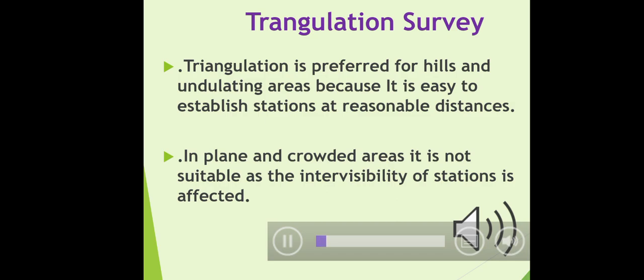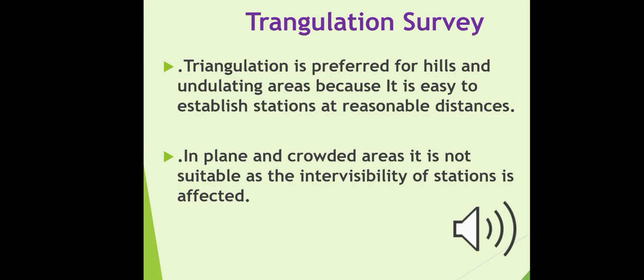Triangulation method was first introduced by a Dutch man named Snellius. This method is preferred for hills and undulating areas because it is easy to establish stations at reasonable distances. In plain and crowded areas, it is not suitable as the intervisibility of stations is affected.